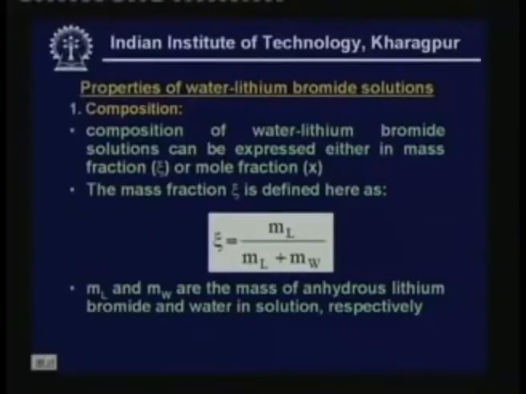First, let us look at properties of water lithium bromide solutions. The first important property is composition. Composition of water lithium bromide solutions, as I mentioned in the last class, can be expressed either in mass fraction zeta or mole fraction x. And the mass fraction zeta is defined here as the ratio of mass of anhydrous lithium bromide to the total mass of the solution. Here ml is the mass of anhydrous lithium bromide, that means pure lithium bromide, and mw is the mass of the water in the solution.